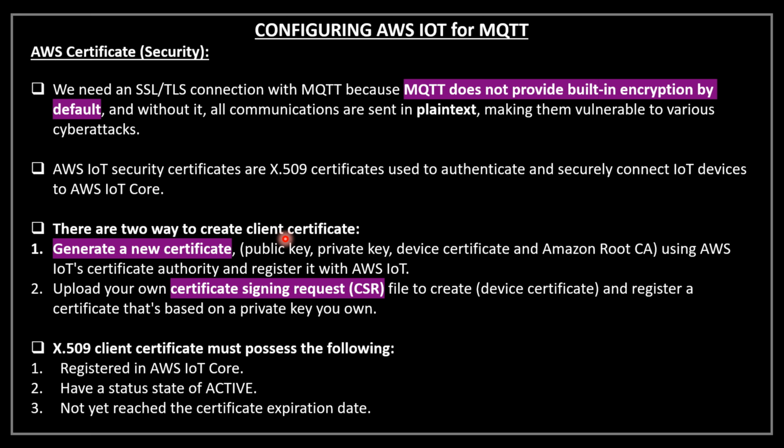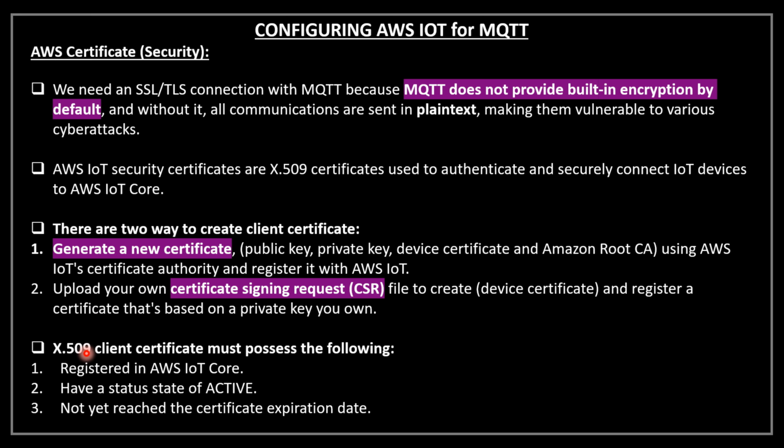This is the client certificate that we are generating for our device. You need this private key, device certificate, and root CA certificate in your ESP32 code. The second way is to upload your own CSR file, which will create a device certificate for you and register a certificate based on your private key. You will generate a CSR file using your public key, private key, and some information. You will upload this CSR file and you will get a device certificate here.